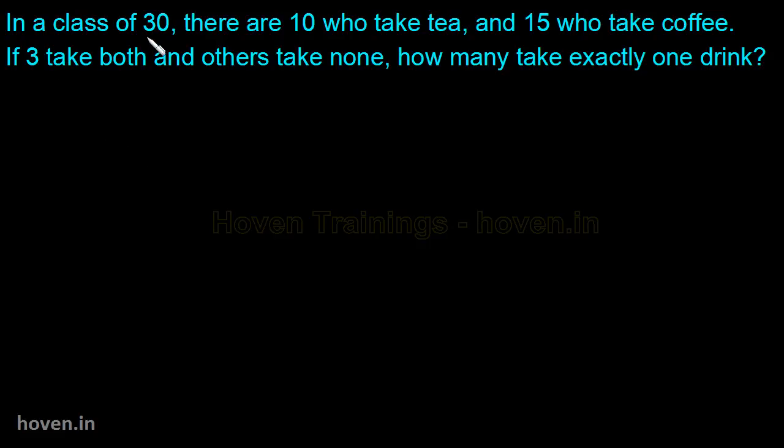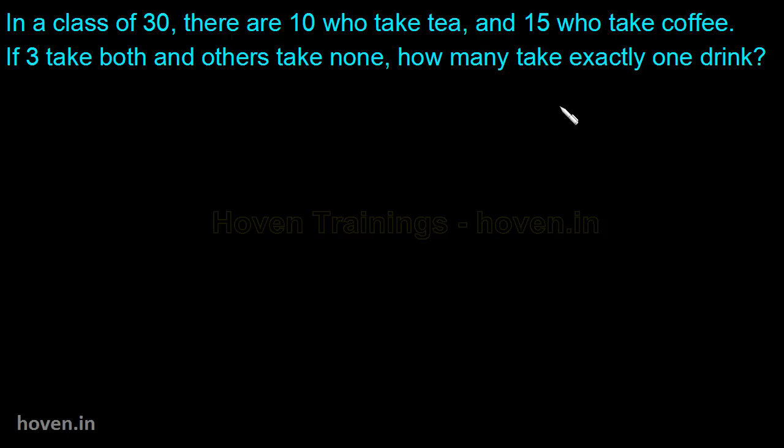In a class of 30, there are 10 who take tea, 15 who take coffee. If 3 take both and others take none, how many take exactly one drink? Now this question also is looking very confusing at first sight, but it's not so. Because after all, there are going to be the same Venn diagram, the same areas.